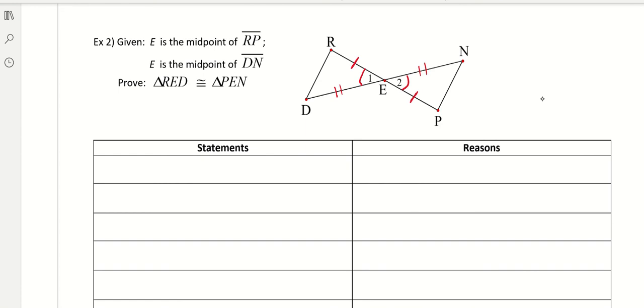So let's get going on the... Actually, you know what? I want you to try this out. Pause the video now and go ahead and complete this proof.